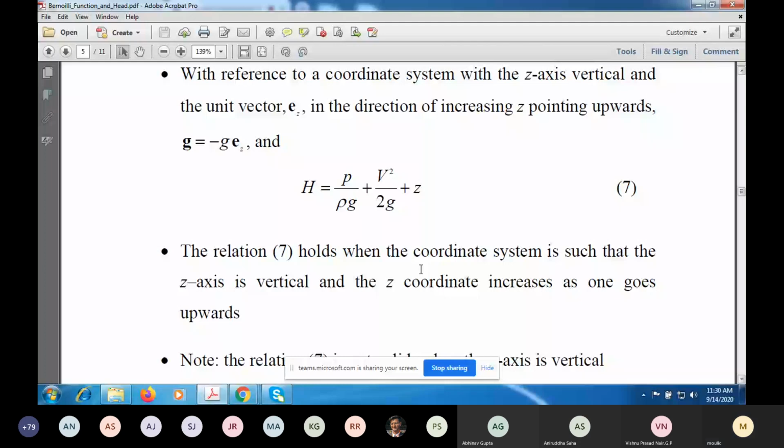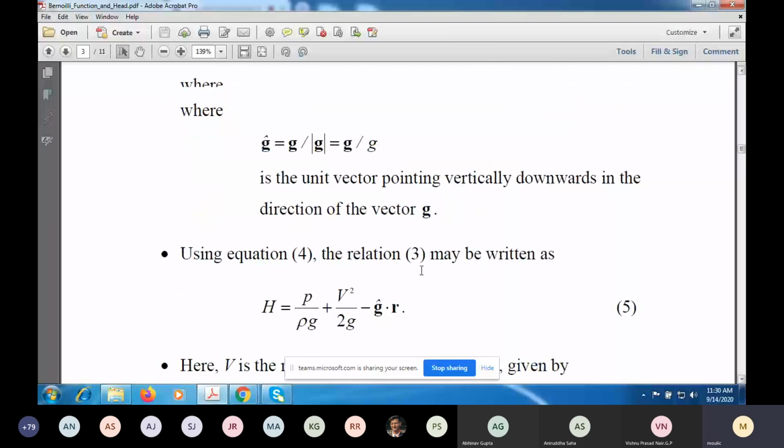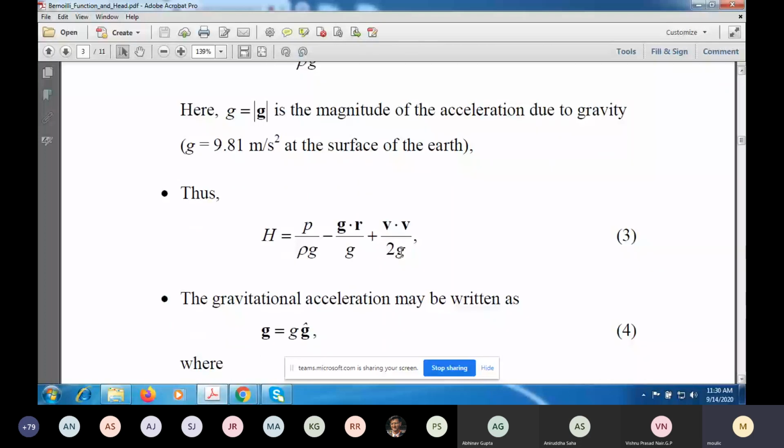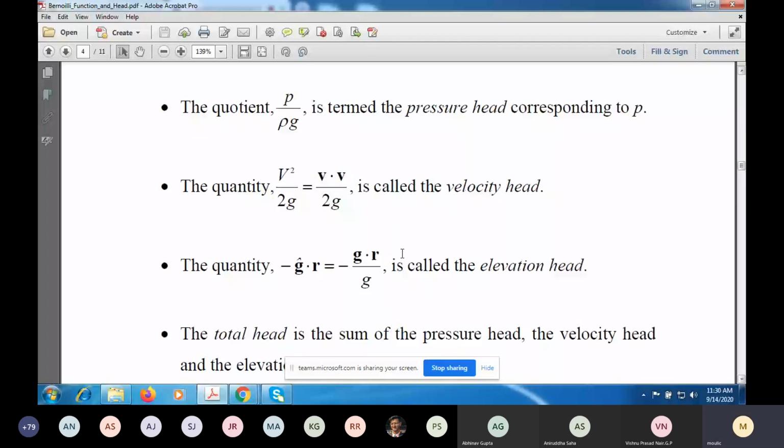Now that is the reason why I wrote the Bernoulli head in this form, g dot r by g. So in this form, I can take any coordinate system. It could be an inclined coordinate system where none of the coordinate axes is vertical. So if you are looking at flow along an inclined pipe, you may take the z-axis to be the axis of the pipe. So that is a source of confusion for students. They may confuse that z-axis for the inclined pipe with the z in equation number 7.